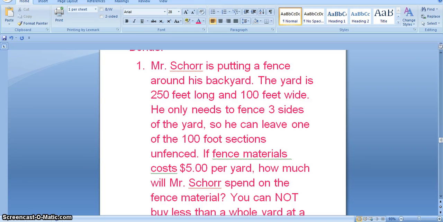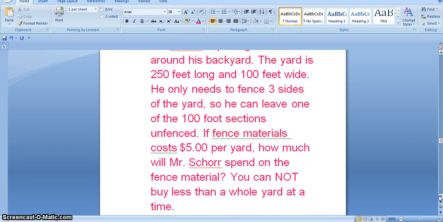Now I have a bonus question for you. Here's the bonus question. Mr. Shore is putting a fence around his backyard. The yard is 250 feet long and 100 feet wide. He only needs to fence 3 sides of the yard, so he leaves one of the 100-foot sections unfenced. If the fence materials cost $5 per yard, how much will Mr. Shore spend on the fence materials? You cannot buy less than a whole yard at a time.